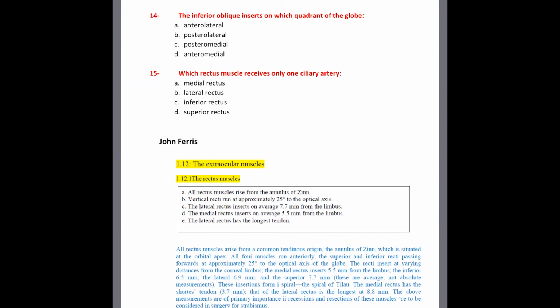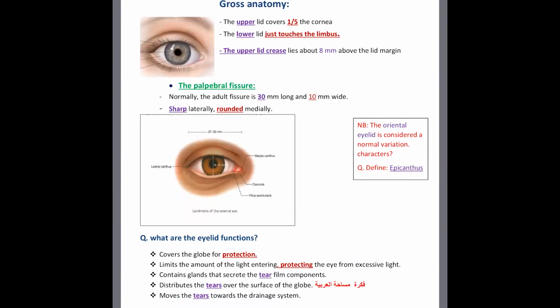Which rectus muscle receives only one ciliary artery? This was mentioned. Lateral rectus. Yes, lateral rectus, but actually the lateral rectus will also receive other supply from the lacrimal artery, which is again a branch of the ophthalmic artery. These are regarding the extraocular muscles, and here the questions of John Ferris, you have to solve them alone.